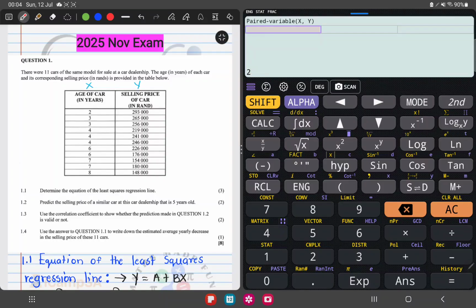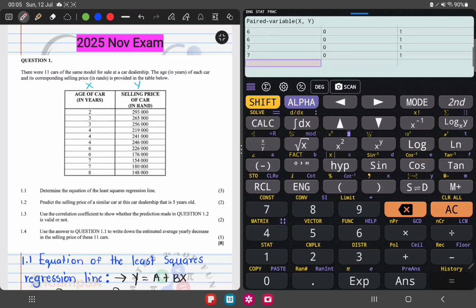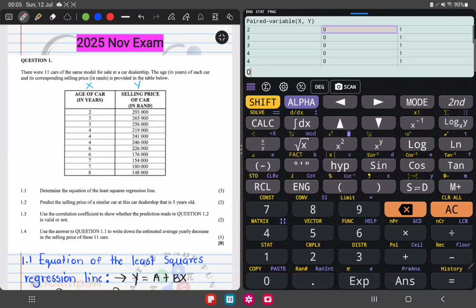So we have a 2, equal, it puts in the 2. We have a 3, equal, we have another 3. Then we have a 4, a 4, a 4, and then a 6, a 6. Then we have a 7, a 7, then we have an 8. Then I scroll up and go to the Y part.